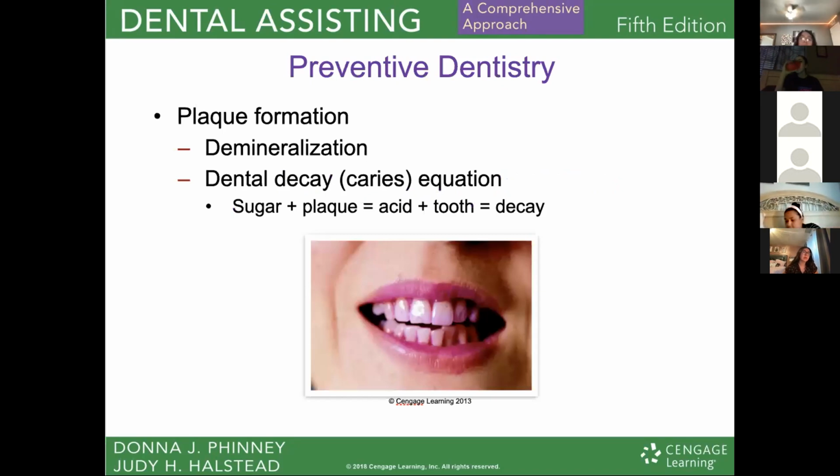Okay, so preventative dentistry also means we want to prevent the formation of plaque. Plaque can cause demineralization of the tooth, which is the very start of cavities, and it'll progress into dental decay or caries. Okay, so the sugar dental decay equation is sugar plus plaque equals acid plus the tooth, which equals decay.